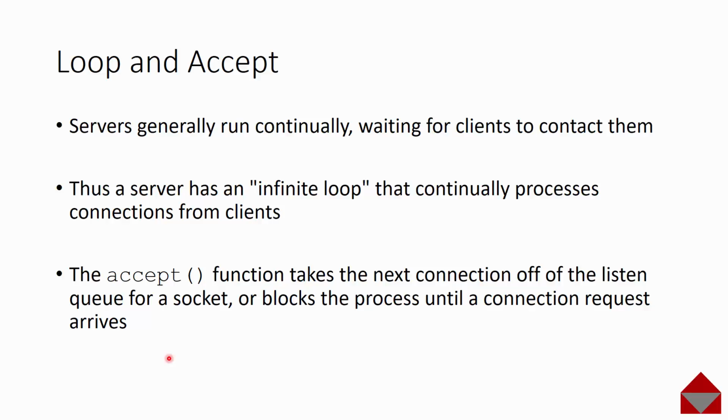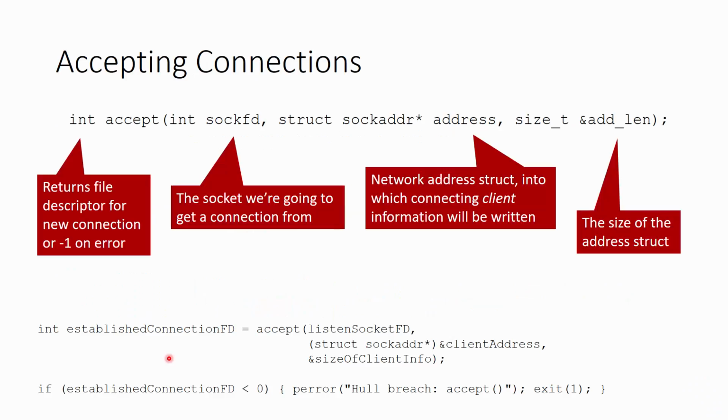The accept function is going to take the next connection off of the listen queue for that socket, and it's going to present that as something that can now have data transmitted through or from. And if there is not one available, accept will block the process until a connection request arrives. Normally that's all right for a server whose job is to sit there and wait for connections to arrive and then process them. It's okay for accept to be a blocking call because it doesn't have anything else to do anyway.